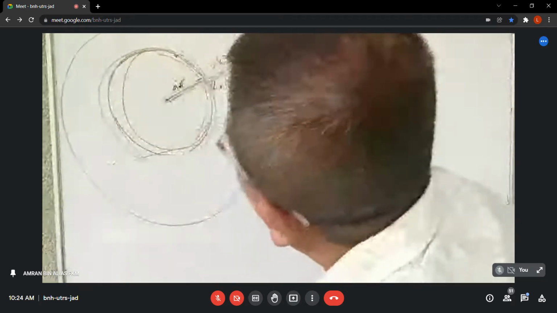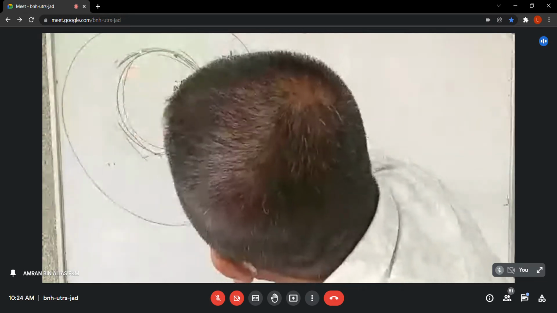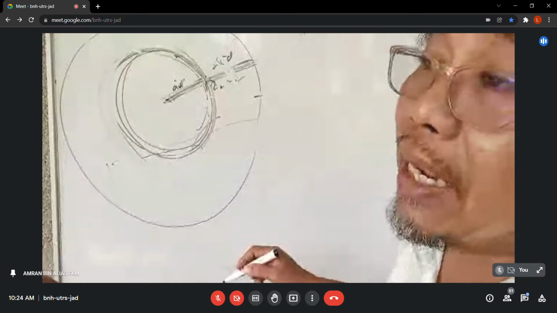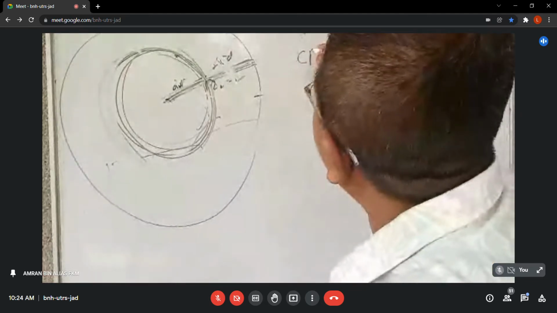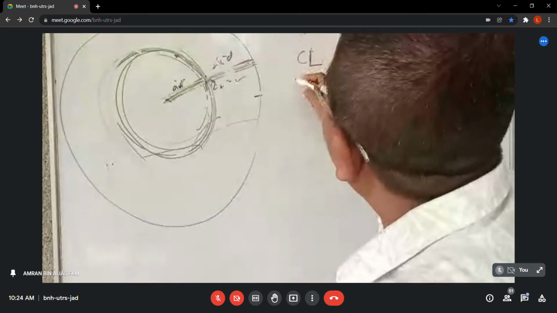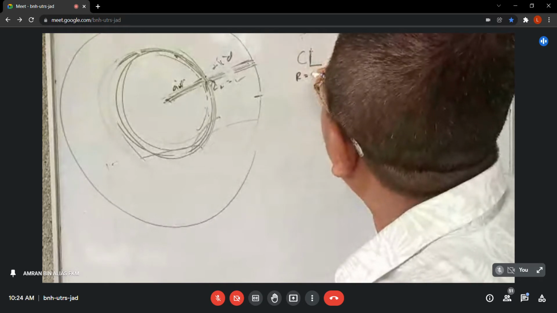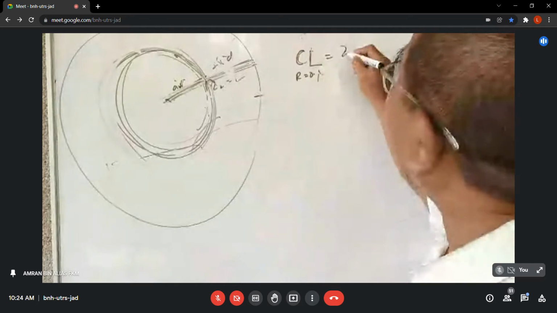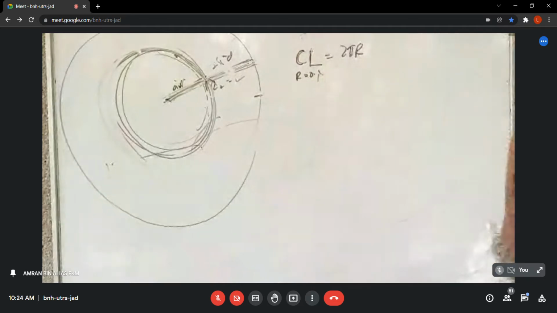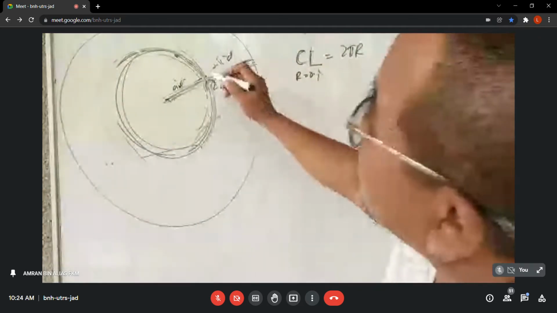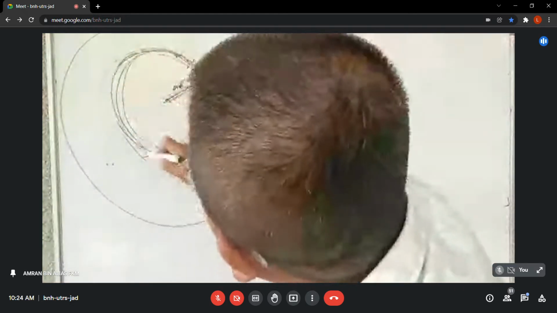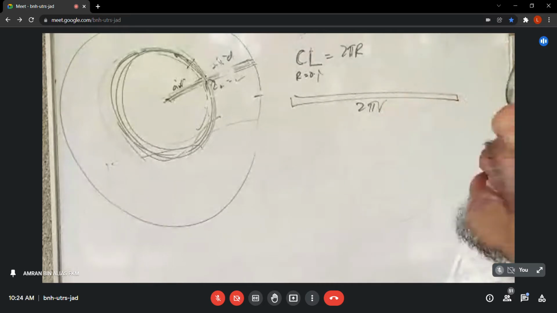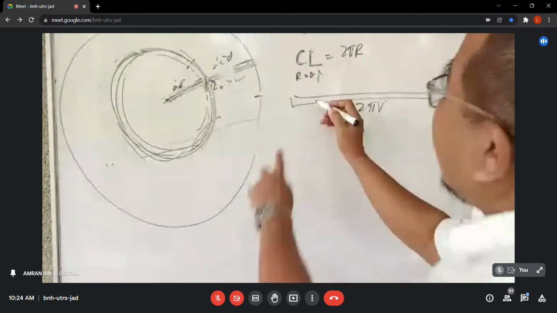So from this length to this length, we call it circumferential length, right? Circumferential length, CL, for R1, R equal to 0.1. CL is equal to what? Pi D or 2 pi R, right? Yes. When we cut here, we got a length. That is 2 pi R. Are you with me? Yes, yes.